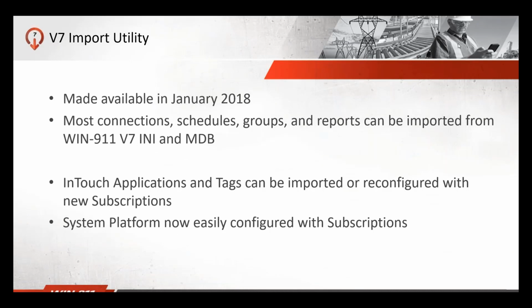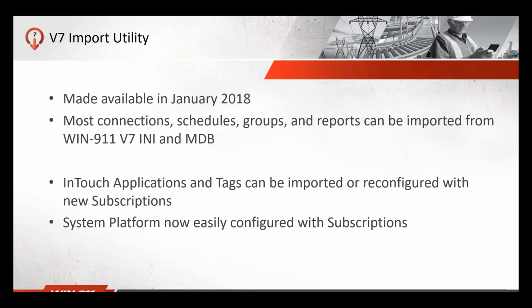In January of 2018, we unveiled the version 7 import utility. This is a utility that's designed to give users making the leap from the version 7 products over to the new code base a huge leg up. So all of the connections, all those email addresses and phone numbers and SMS device numbers, the schedules that you had inside of version 7, the group organization that implied a call-out order, the various reports that you had configured, hundreds and hundreds of items in a specific order, all of that can be imported from the version 7 product.